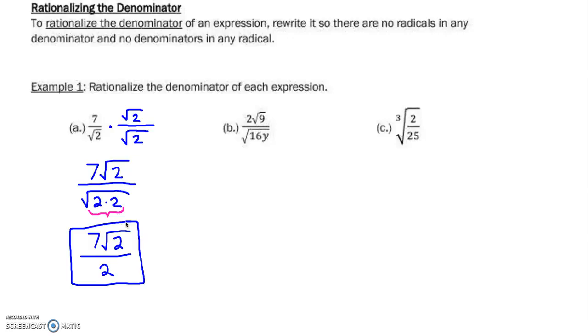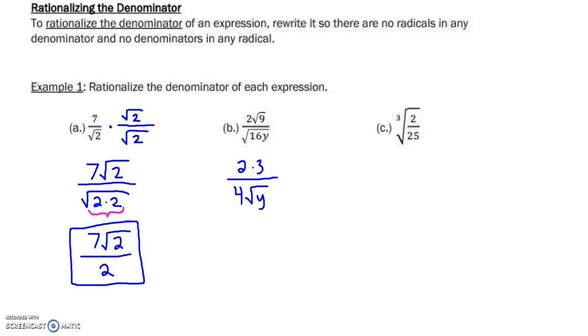Part B. First thing I'm going to do here, I see some things inside of radicals that I can simplify. I know that the square root of 9 is going to be 3. So this is just going to be 2 times 3. I also know that the square root of 16 is 4, so I can bring a 4 out of that radical.